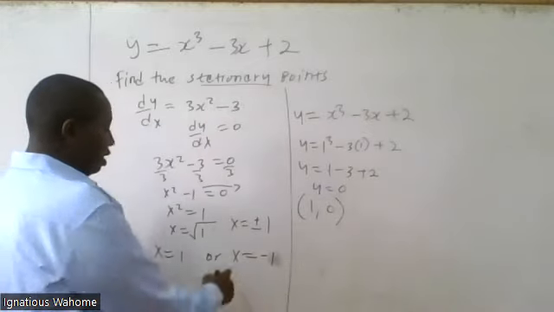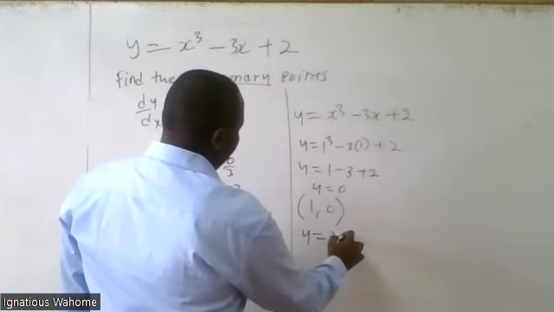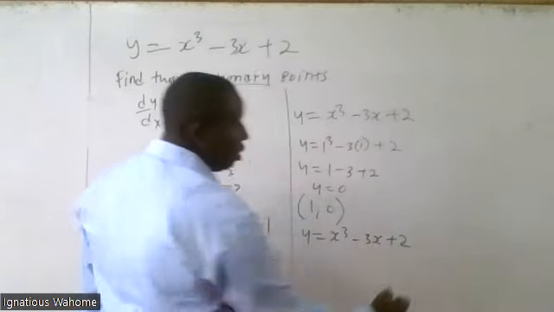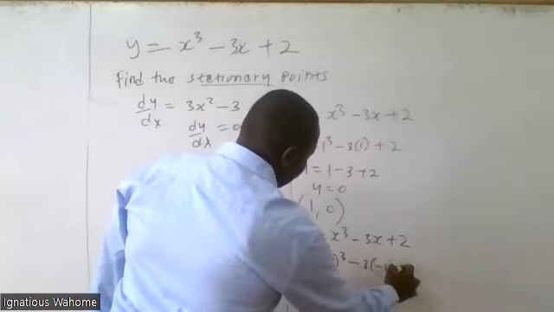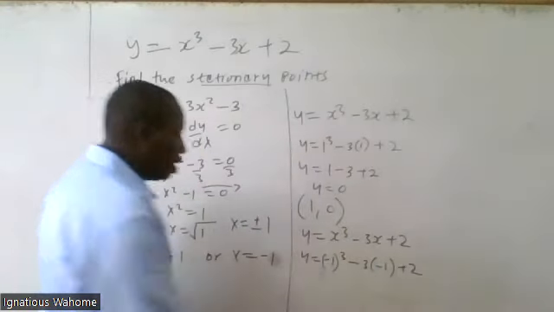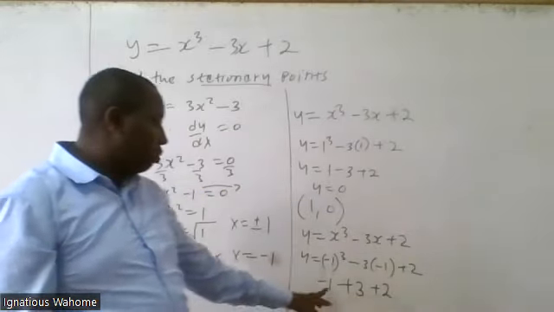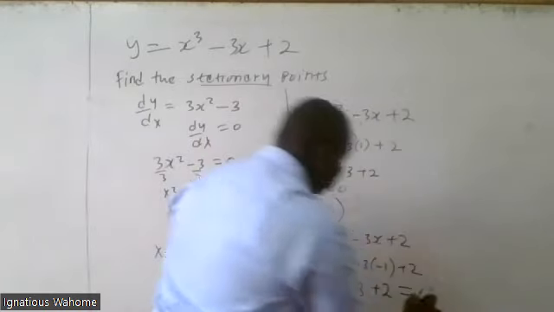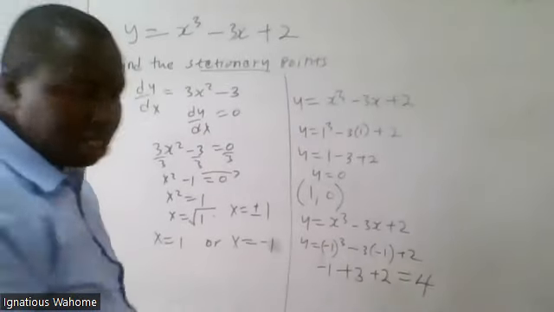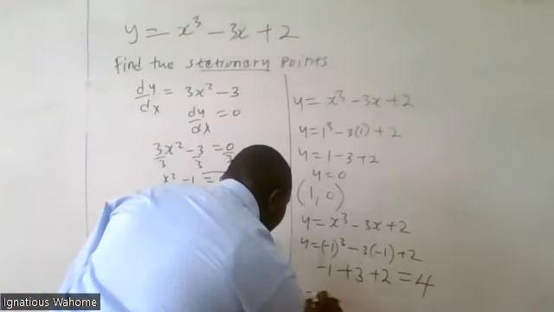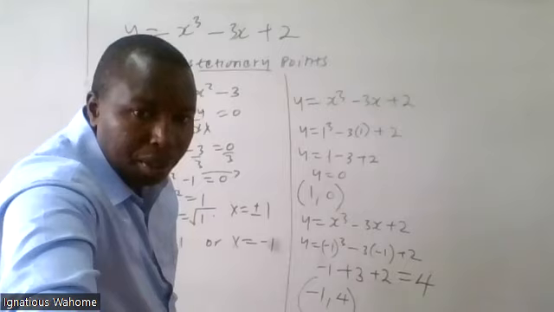Then when x is minus 1, y equals x cubed minus 3x plus 2, so y equals minus 1 cubed minus 3 times minus 1 plus 2. What do you get? Minus 1 plus 3 plus 2, which is 4. So our second stationary point will be (-1, 4).